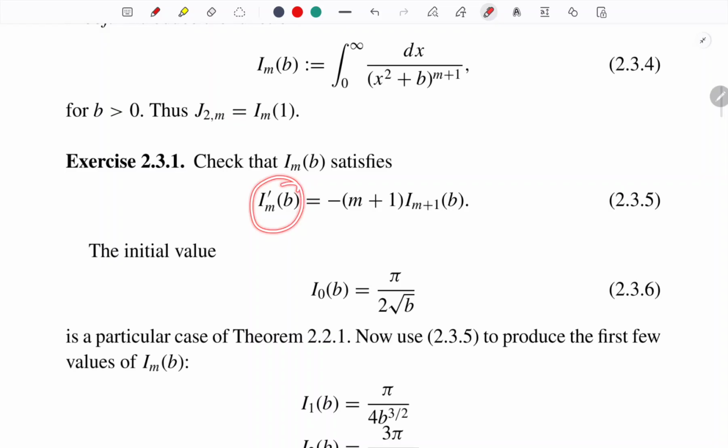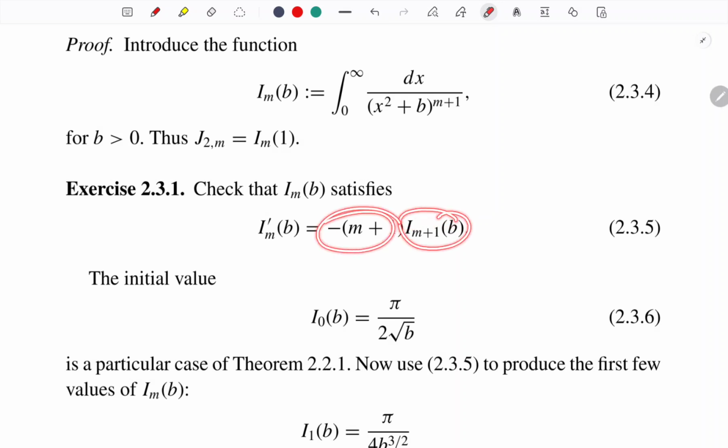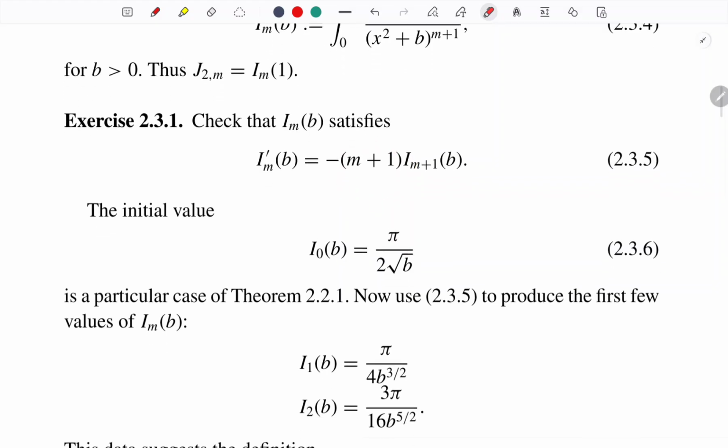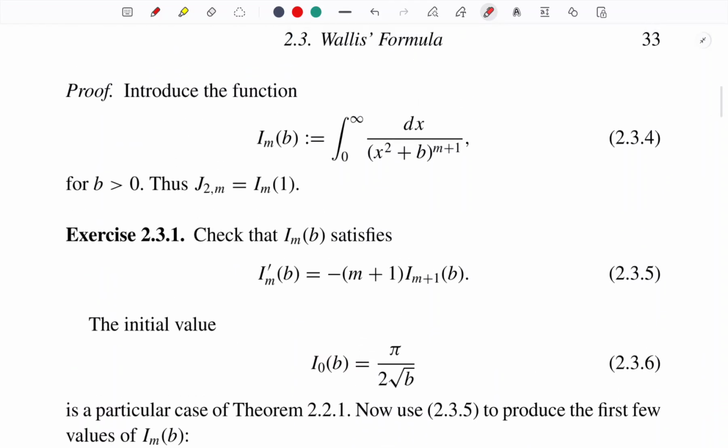So yeah, he's just differentiating, and after differentiating this integral, he is going to have an integral, and we have a constant right before that integral. So the initial value I of b sub naught equals pi over 2 root b. Okay, let me just check it out. M as 0.